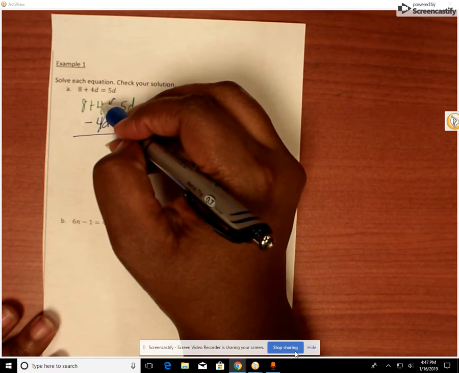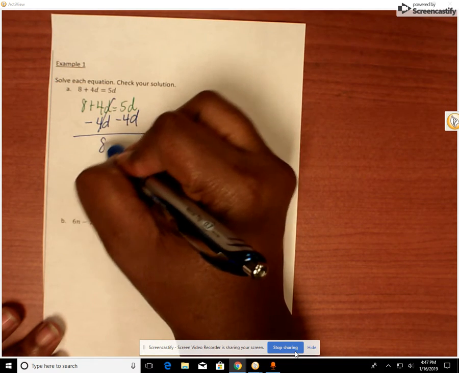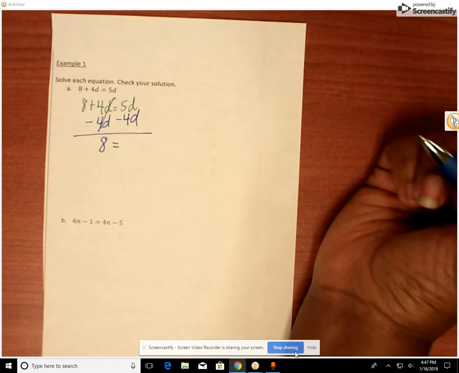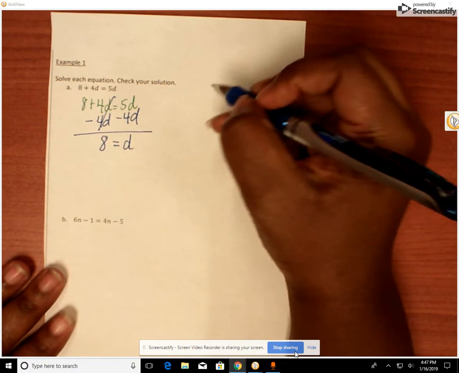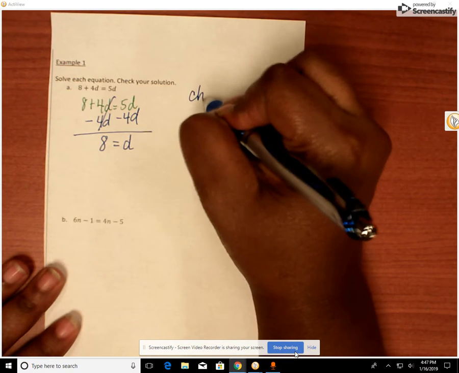When I subtract 4d minus 4d, that gives me 0. So that leaves just an 8 on this side. And 5d minus 4d is going to be just 1d. So I wrote down just a single d.